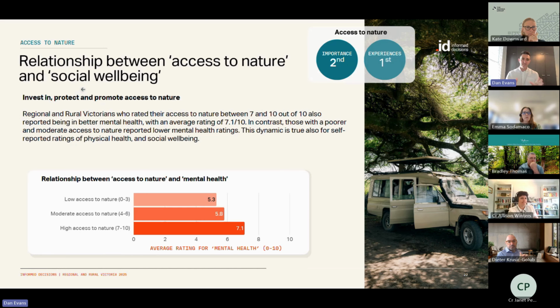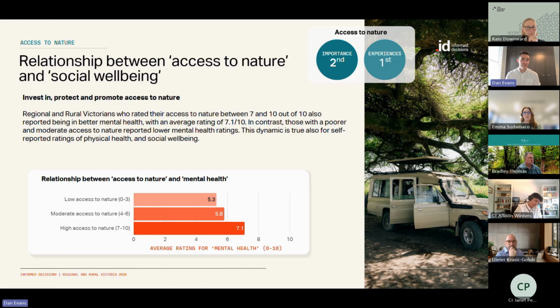It is not as strong as the relationship between sense of community and perceptions of safety, but it certainly is still present. So what this data tells us is that when regional and rural Victorians feel like they have poor access to nature, they're also likely to tell us that they're in worse mental health. Again, probably not surprising, but another example as to why we need to invest in nature.